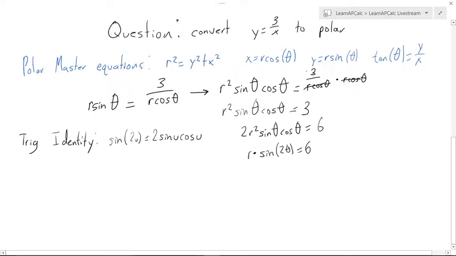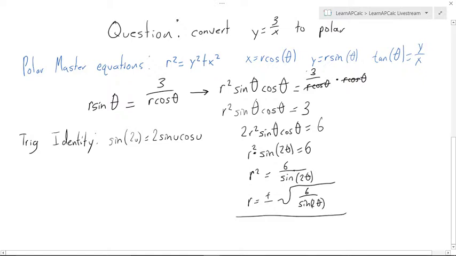Again, we're solving for r, so r squared equals 6 over sine 2 theta, and r equals plus or minus, don't forget the plus or minus sign when we're taking the square root, 6 over sine 2 theta. So here's our polar equation.